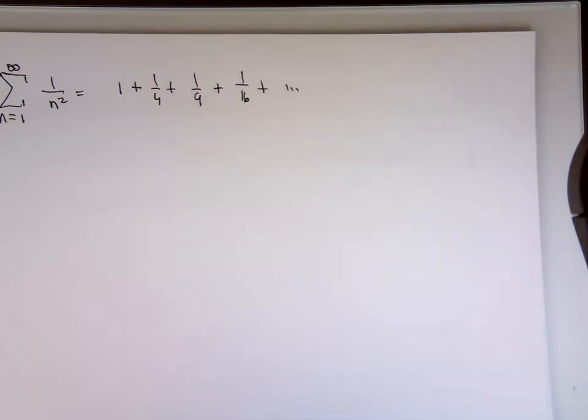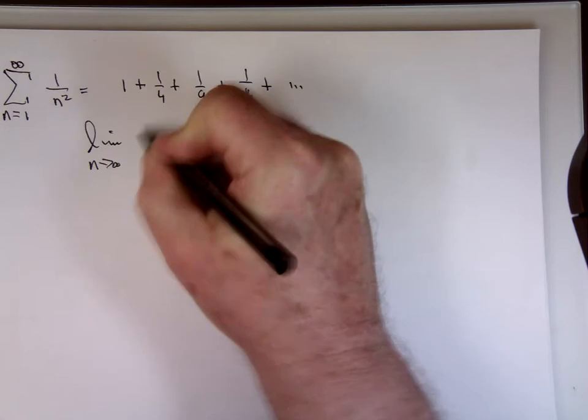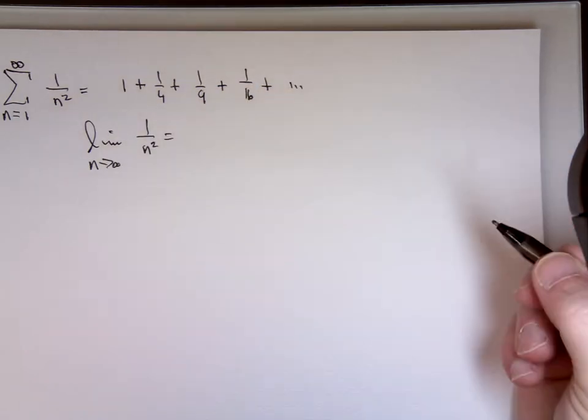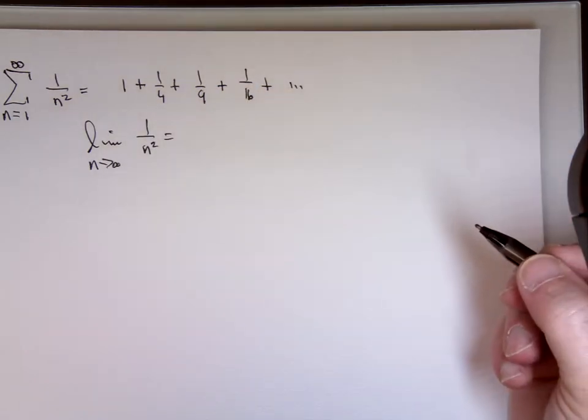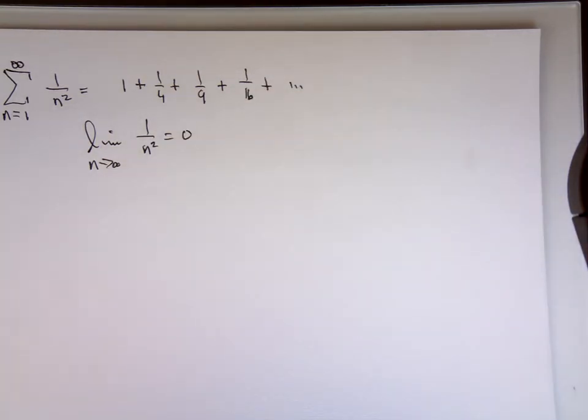What's the limit as n goes to infinity of 1 over n squared? Where are these terms headed? Write it out. What's the limit as n goes to infinity? It goes to 0. The other one went to 0 too, but this one gets to 0 quickly enough. This one will converge, and we can prove that with an integral test. So let's do the integral test.